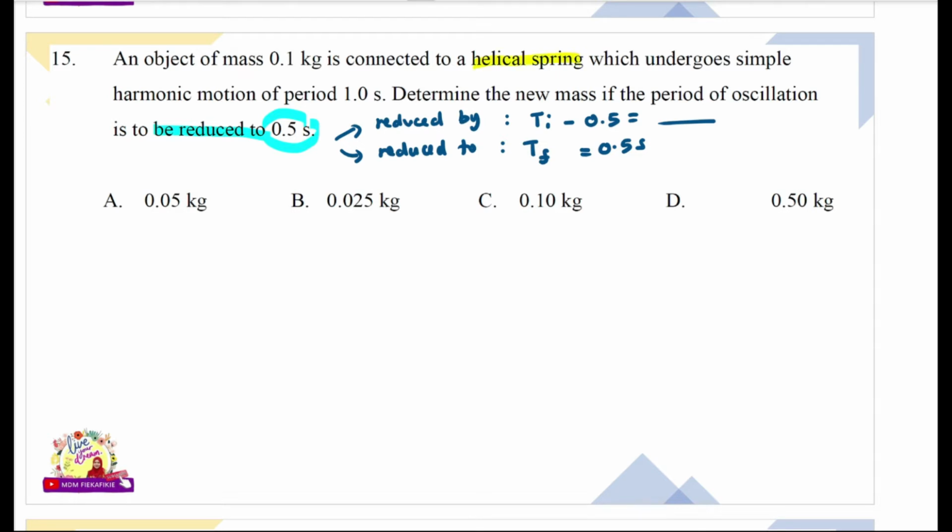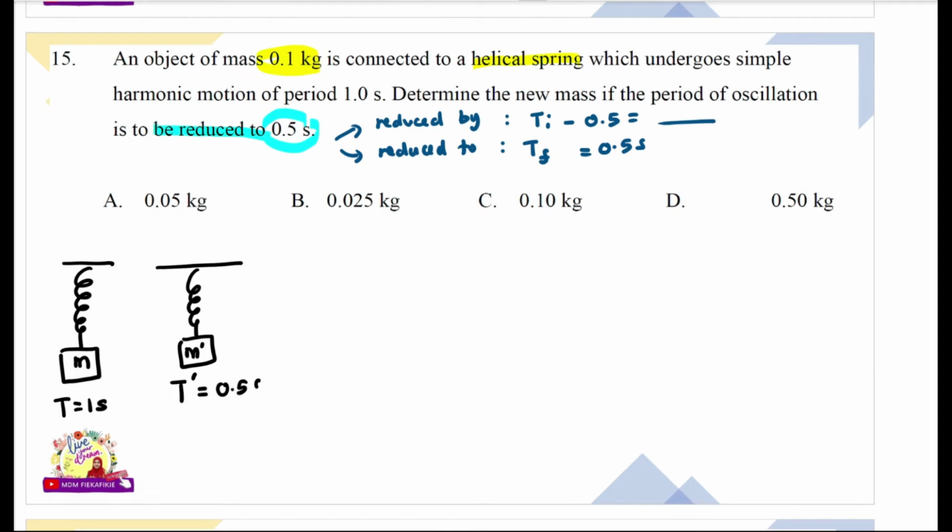Okay, helical spring. So kita ada 1 kg mass. Okay, contoh you ada spring, and then you attach the mass M. Okay, so bila you letak M, dia kata the period T is equal to 1 second. Tapi bila you letak mass M prime, T baru dia adalah T prime is 0.5 second. Okay, so daripada sini kita boleh tahulah. So let's say this is the original condition and this is the new condition. So saya nak buat apa? Kita buat satu-satu. Okay, so we start with the original one.